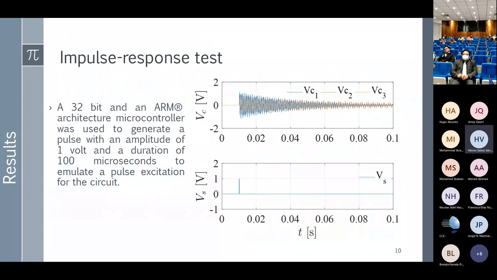The first test was the impulse response. A 32-bit ARM architecture microcontroller was used to generate a pulse with an amplitude of 1 volt and a duration of 100 microseconds to emulate a pulse excitation of the circuit. The system response was characterized by measuring the capacitor voltages at a sample rate of 100,000 samples per second. In this figure, you can observe the system response and the excitation signal in the time domain.